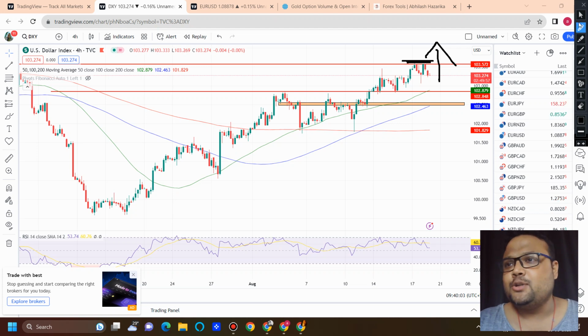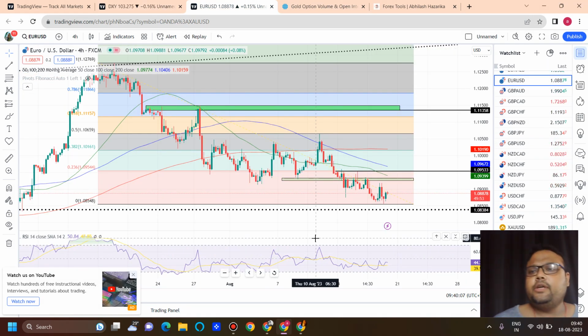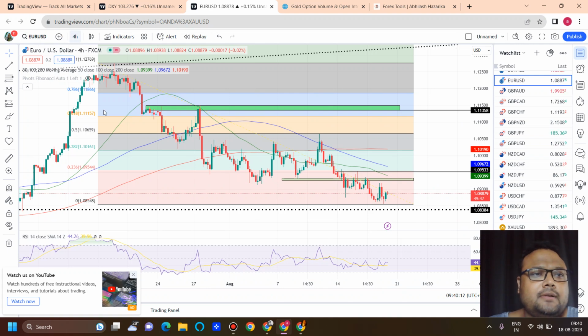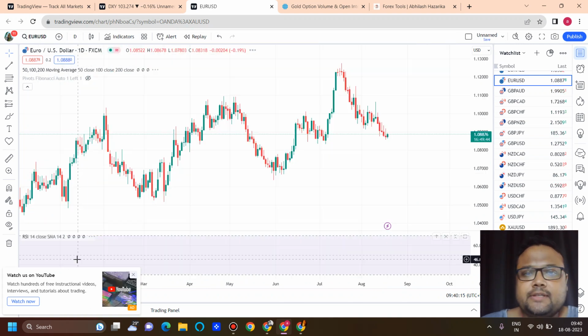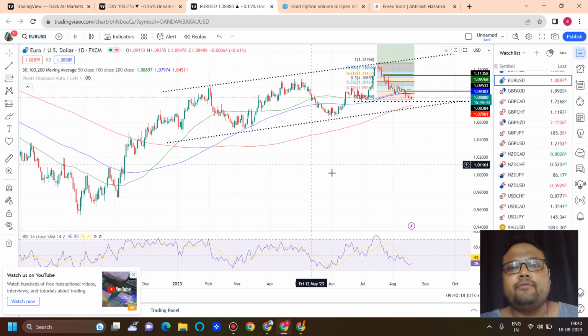Okay, so now let's look at the chart of Euro dollar. So Euro USD right now standing at 1.0887. This is the current market price. But before I proceed with the levels, I would like to show you the higher time frame, the daily time frame. This is the daily time frame of Euro dollar.